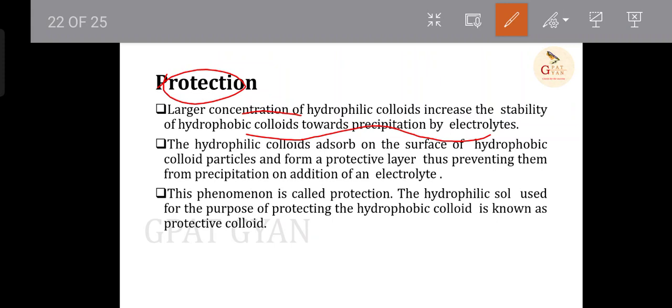Okay, so obviously the colloid gets some kind of stability due to this protection. The hydrophilic colloid adsorbs, this is only an interfacial phenomenon, on the surface of the hydrophobic colloid particles and forms a protective layer, thus preventing them from precipitation. That is the important line. So that extra layer protects them and prevents precipitation. If we add electrolyte, they will not undergo precipitation. This phenomenon is called protection, when we try to protect the colloidal dispersion from instability. The hydrophilic colloid used for the purpose of protecting the hydrophobic colloid is known as the protective colloid.